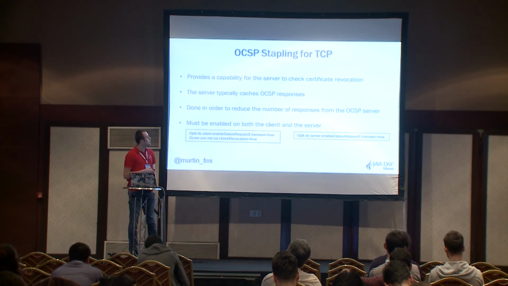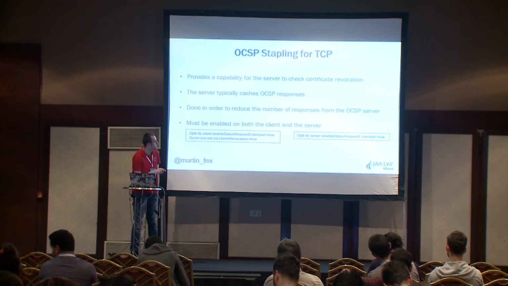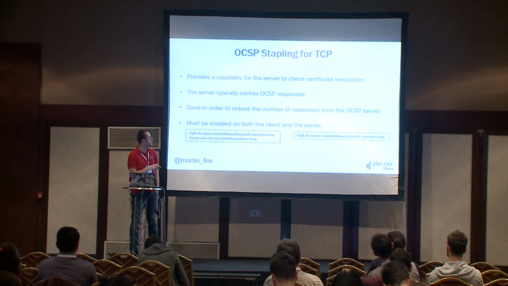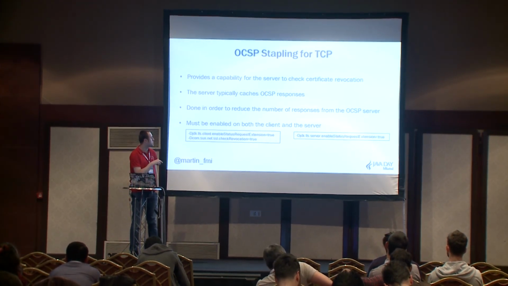So in order to enable OCSP stapling, you need to specify a few properties on the TLS client and the TLS server. For the TLS server, you need to specify the enable status request extension equals true, and the same for the TLS client. And you have one additional property to set on the client, which is called check revocation.